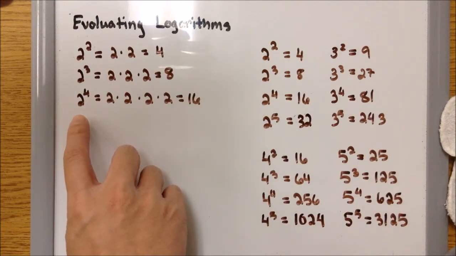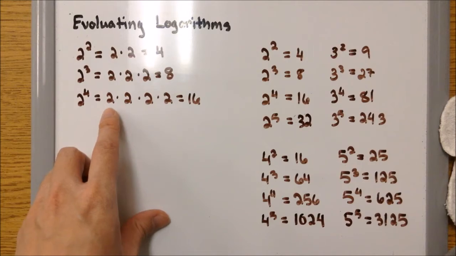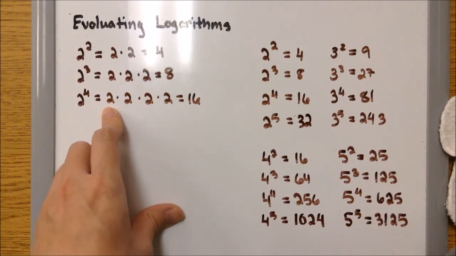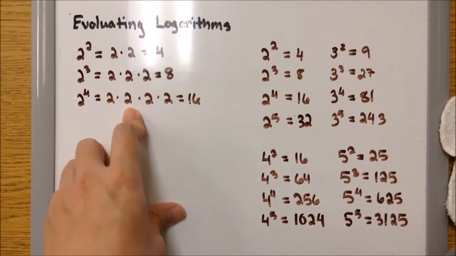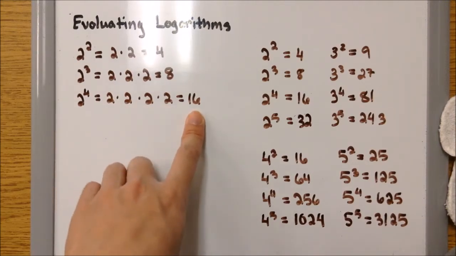So let's talk about 2 to the fourth power. 2 to the fourth power means that the base will times itself 4 times. So 1, 2, 3, 4. Now, we're going to start from the left. So 2 times 2 is 4. 4 times 2 is 8. And then 8 times 2 is 16.